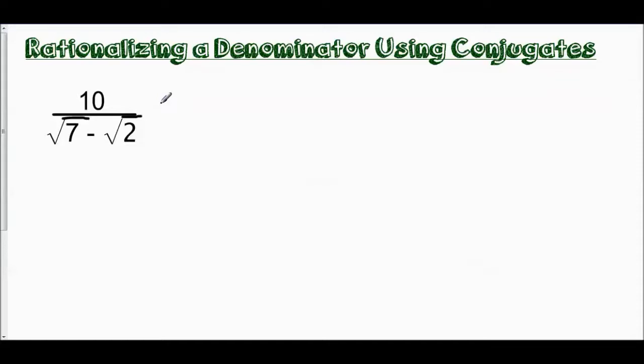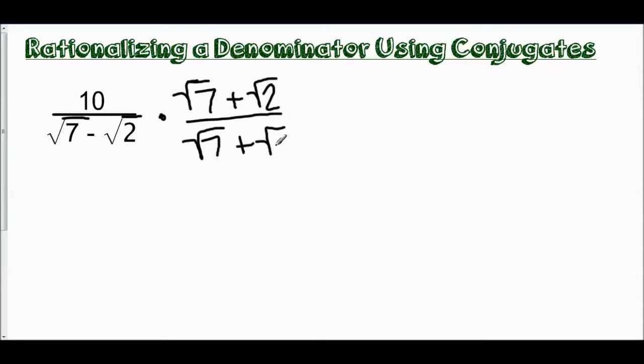And just like before, whatever you're multiplying the top by, you're also going to need to multiply the bottom by. So I'm going to multiply the top by square root of 7 plus square root of 2. I'm doing adding because it's the conjugate, meaning it's the opposite. Square root of 7 plus square root of 2.